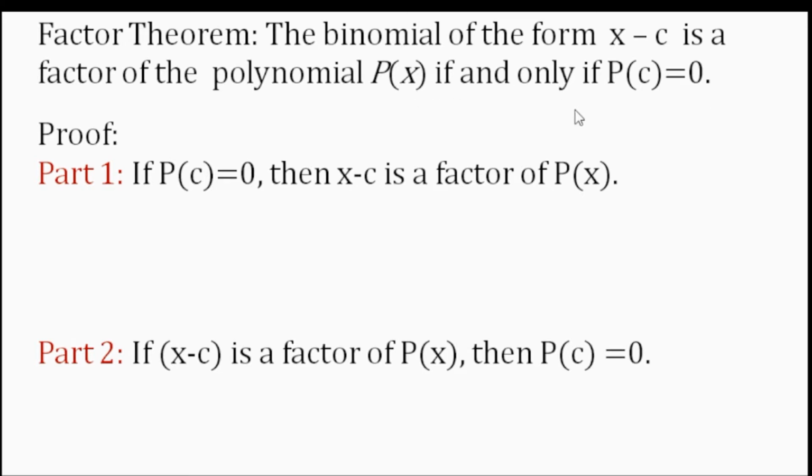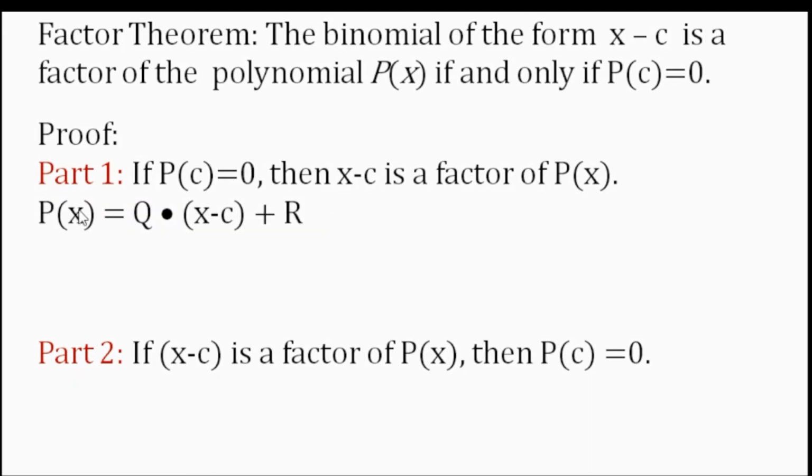Why do we have two parts here? Because of this line, if and only if. The second part is we are going to prove that if the binomial x minus c is a factor of the polynomial p of x, then p of c equals 0. Now let's start the proof of part 1.